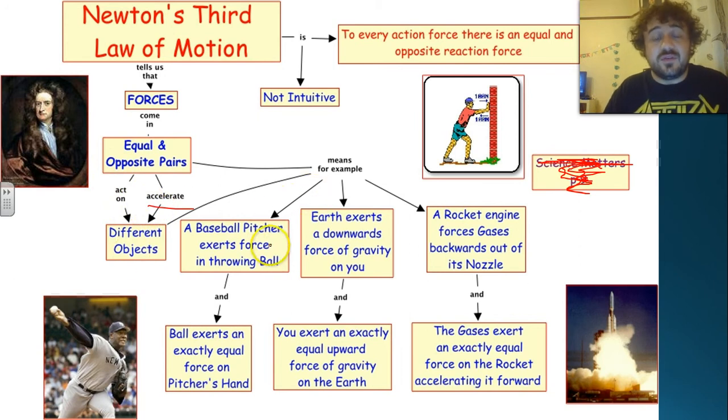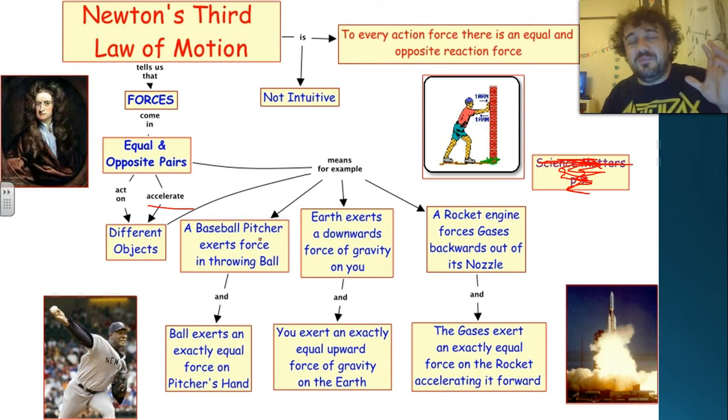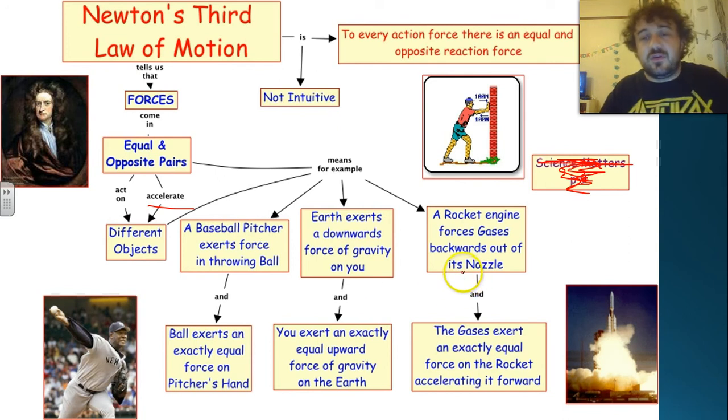So for example, the baseball pitcher exerts a force in throwing the ball, but the ball exerts exactly the same force on the back of his hand. But the ball is much lighter than the pitcher. If the ball was heavier, the pitcher would fly backwards. Okay? And so forth and so forth.